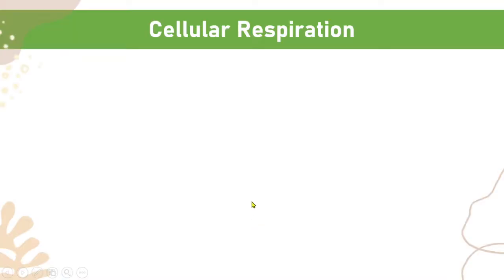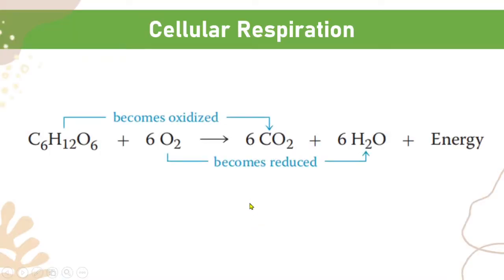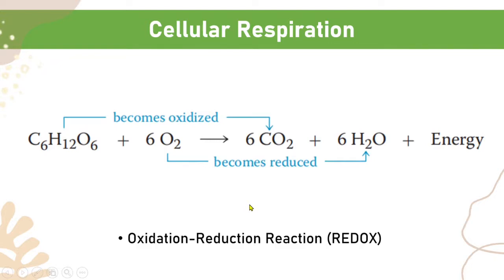All right, so again, we have to take note that cellular respiration is an oxidation-reduction reaction. So that's one important description of cellular respiration. Particularly, it is the glucose that is oxidized to become carbon dioxide while the oxygen is reduced to produce water. So do take note, cellular respiration is an oxidation-reduction reaction. The glucose is oxidized to carbon dioxide and oxygen is reduced to water.